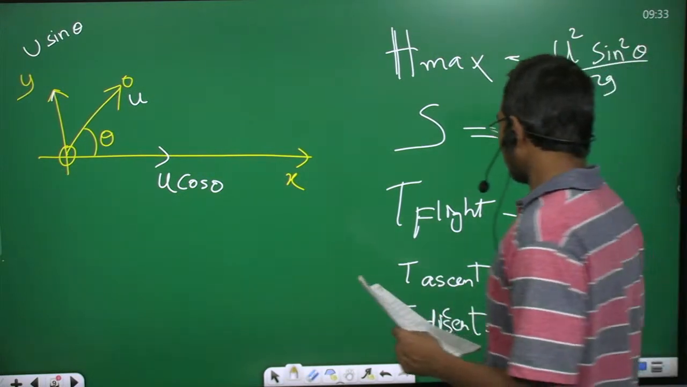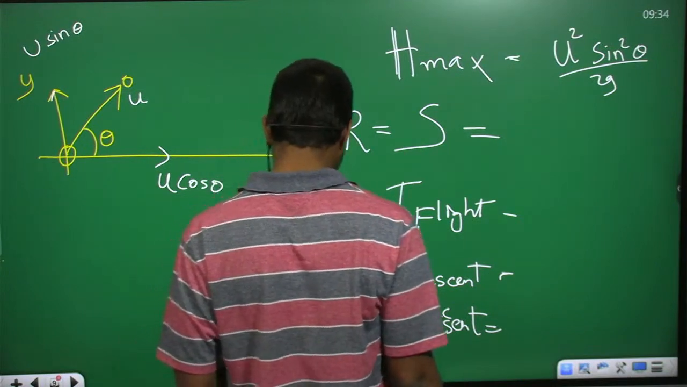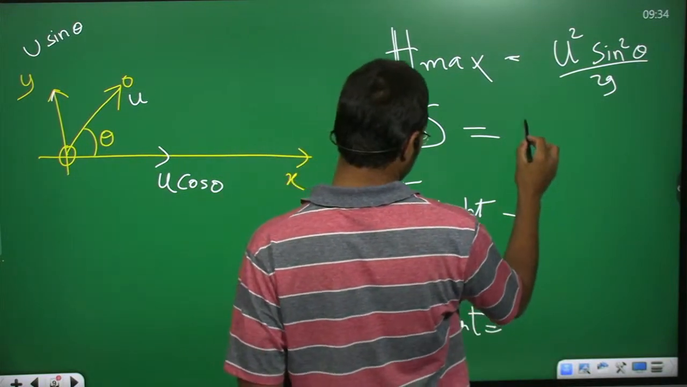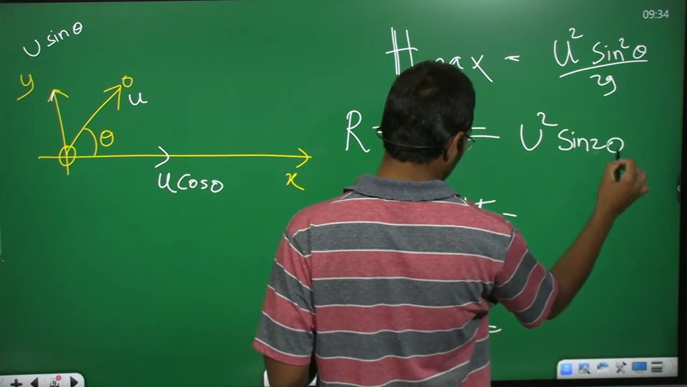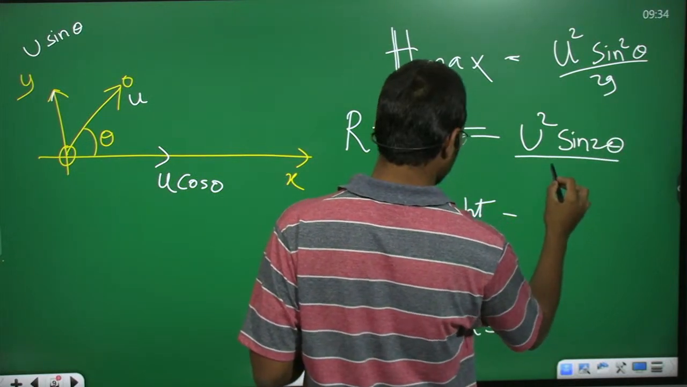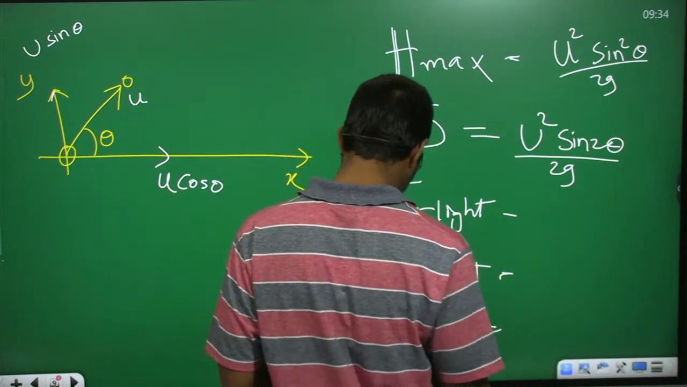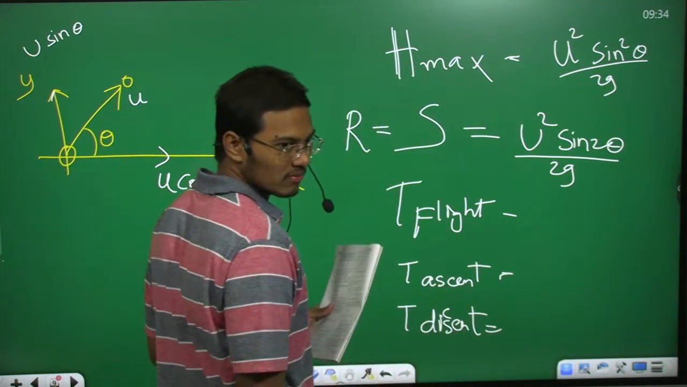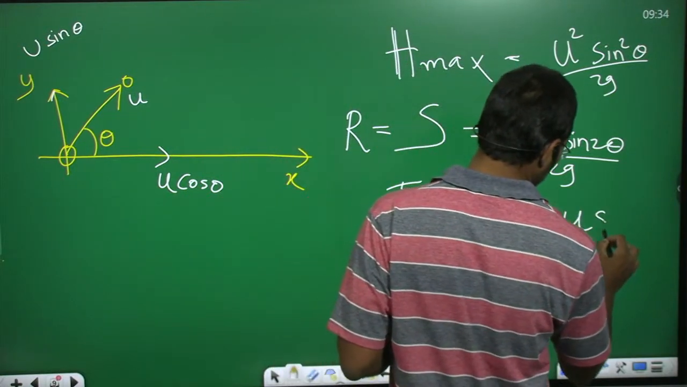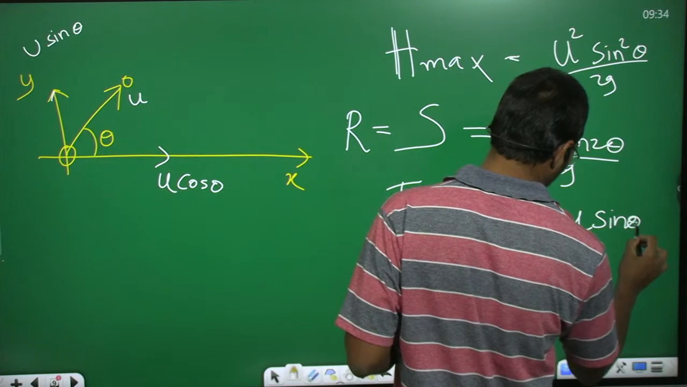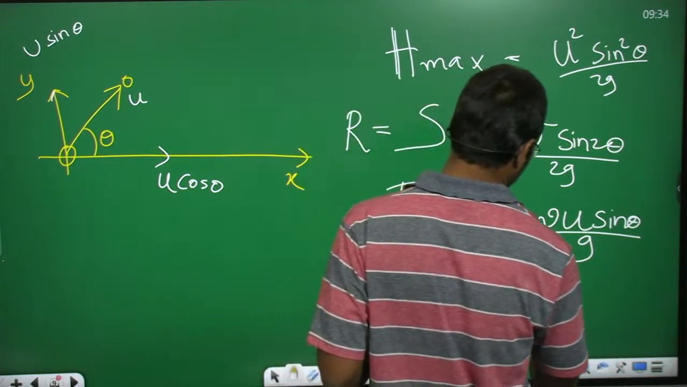So the maximum range, you call it range or distance. What is this? See, time of flight. What is time of flight? 2u sin theta by g. What is time of ascent?